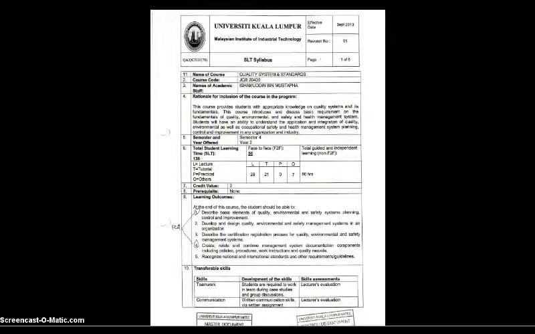Next, the fourth learning outcome is to create, relate, and combine these 3 management system documentation components, including their policies, procedures, work instructions, and their quality records. And lastly, the fifth learning outcome of this subject is to recognize any national standards in Malaysia and international standards, and any other requirements or guidelines that are related to quality systems.